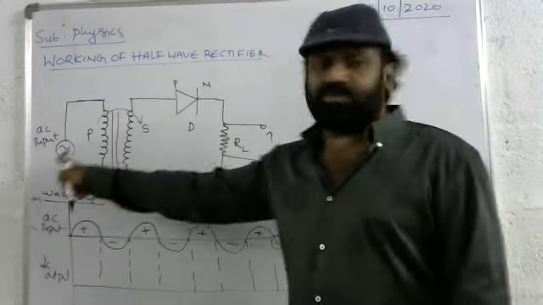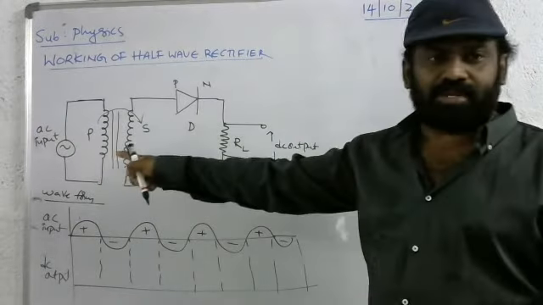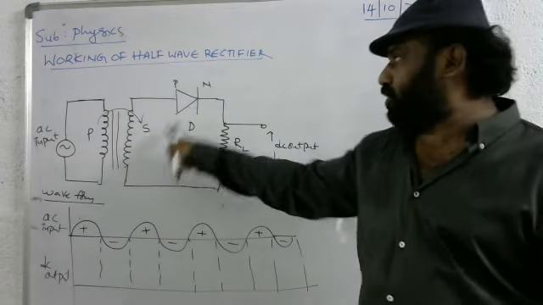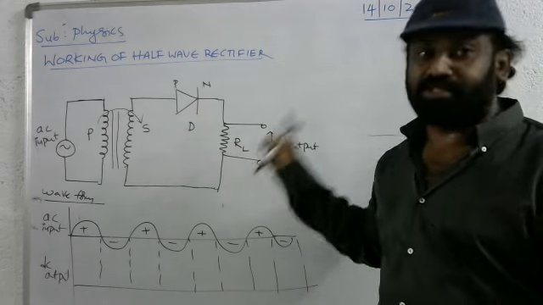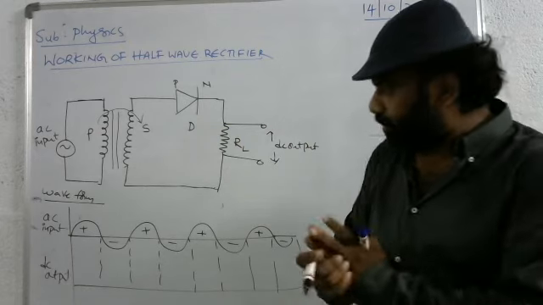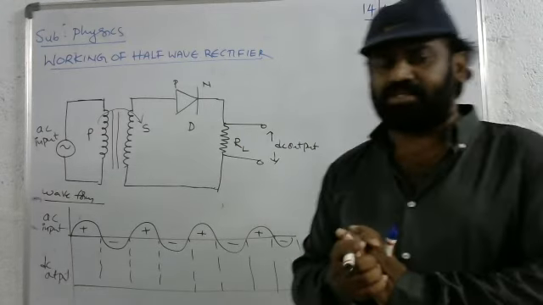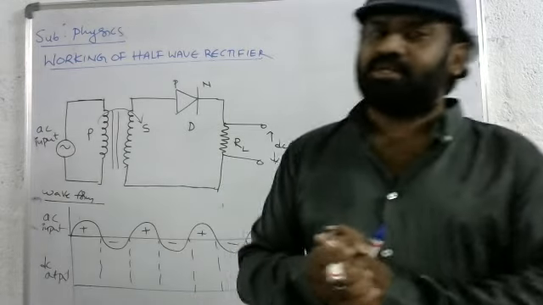The AC input signal is given to the primary coil of a transformer and it is induced to the secondary coil. Through the diode, the DC output can be taken across the load resistance. Now let us see in which bias condition the diode works. In forward bias or reverse bias? Come on, tell me. In which bias condition the diode works?